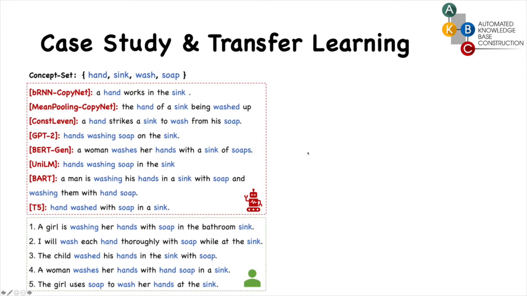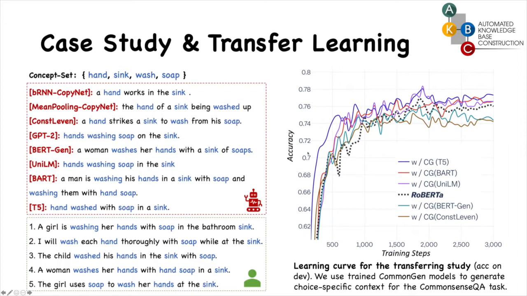We also did some transfer learning analysis. We used CommonGen models to generate choice-specific context sentences for downstream applications, such as commonsense QA. And we found that the best models like T5, BART, and UniLM can be very helpful for generating additional evidence for downstream applications that need commonsense reasoning.